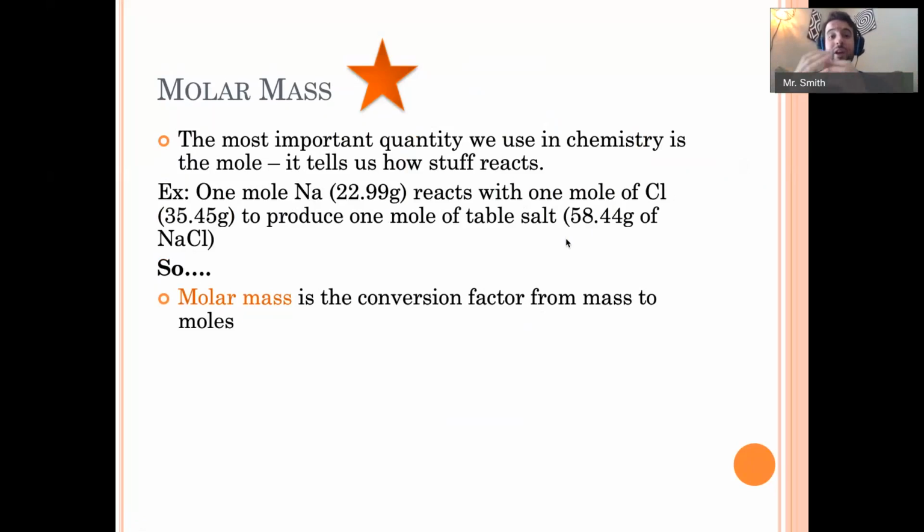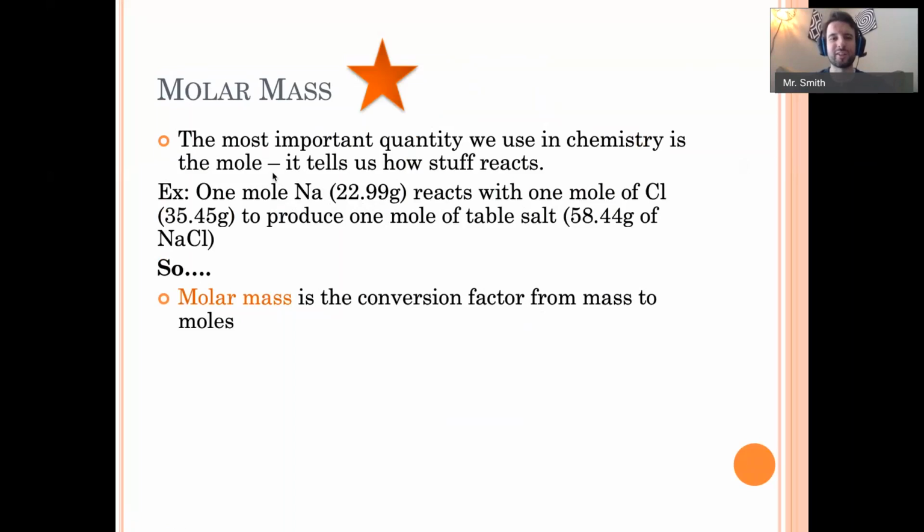So if we measure out exactly 22.99 grams of sodium and 35.45 grams of chlorine, which is chlorine's molar mass, and sodium's is, of course, 22.99, we're going to get whatever the molar mass in grams of NaCl is, when you add the two of them together. So this helps us with reactions.